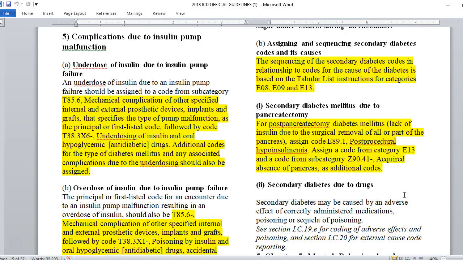So remember, this is a little more complicated because we've done a couple things here. The first thing is because we've removed the pancreas, they're going to have a post-procedural complication, which is E89.1, the hypoinsulinemia. Then we have to assign a code for the type of diabetes. Then we need to remember to put on the acquired absence, that we went in and removed the pancreas from this patient's body versus that they were born without a pancreas. So again, we have to keep in mind that Z90.41 is important.